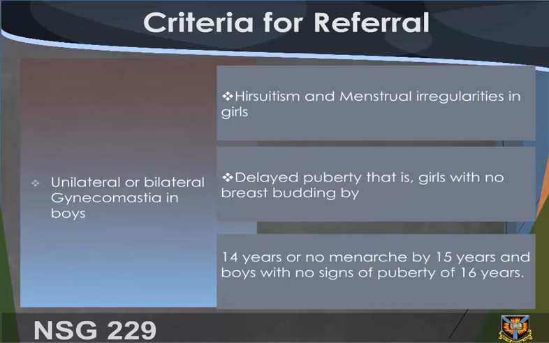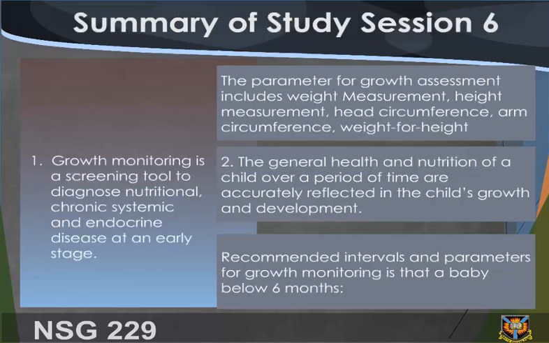Unilateral or bilateral gynecomastia in boys. Hirsutism and menstrual irregularities in girls. Delayed puberty, that is, girls with no breast budding by 14 years or no menarche by 15 years, and boys with no signs of puberty at 16 years.